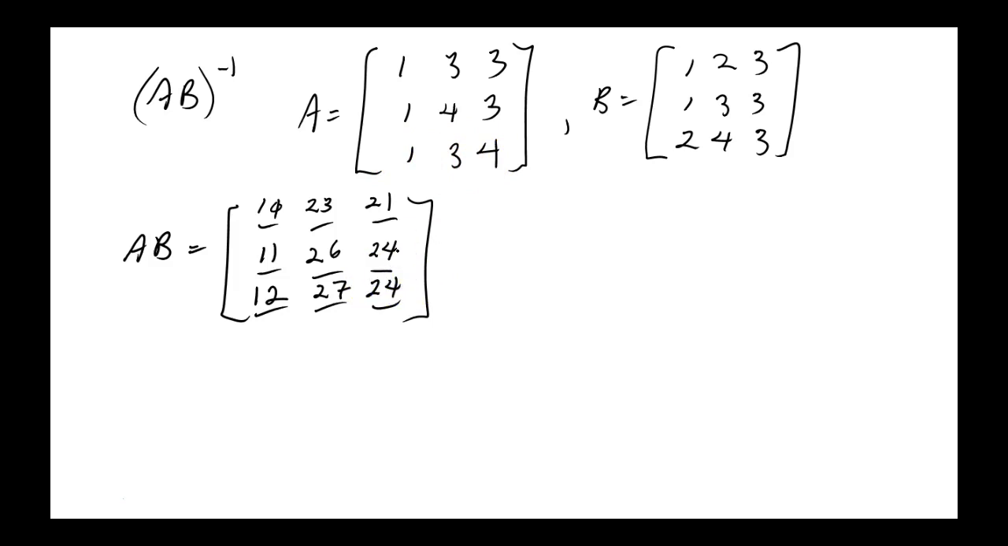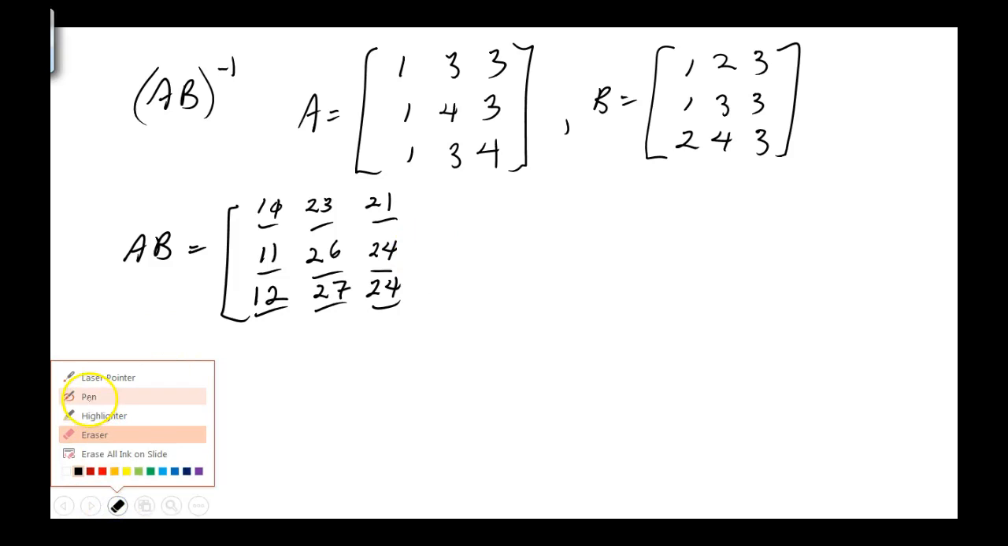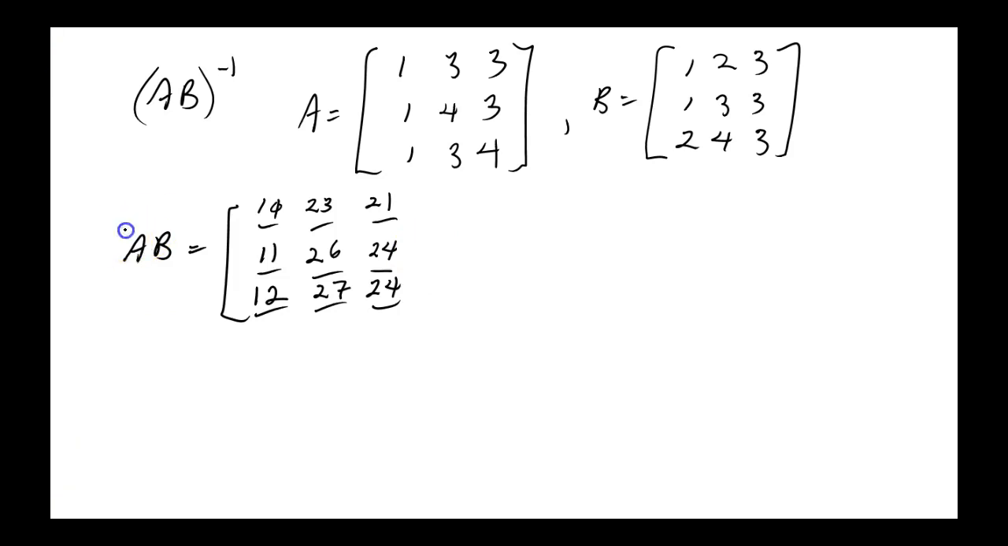All right. So there's AB. Now the bad news is we've got to do the inverse of that. Okay? So what I'm going to do is lose that, and we're going to do the inverse of this. And how do we do that? 1, 0, 0, 0, 1, 0, 0, 0, 1. You adjoin those two together.